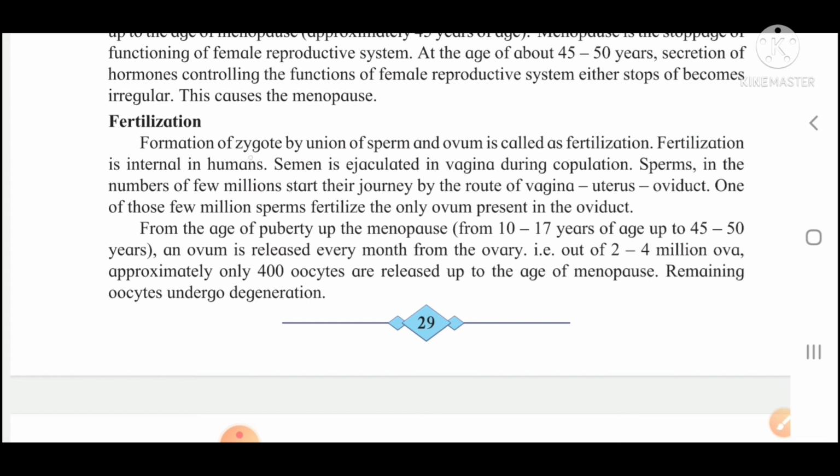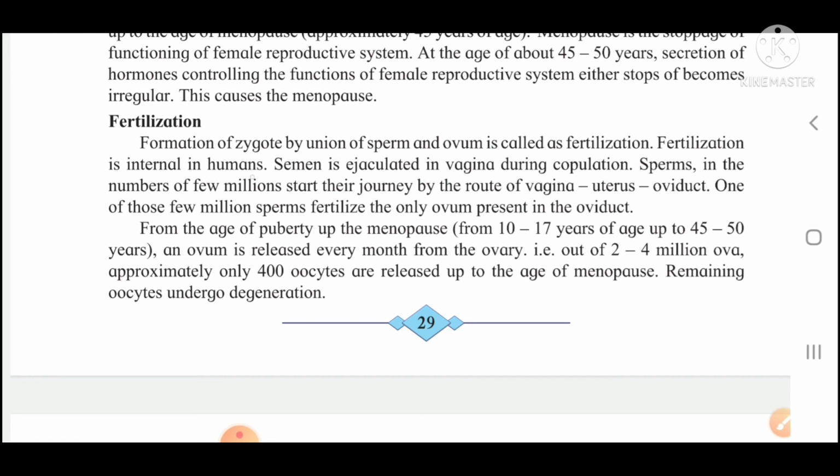Fertilization is internal in humans. In humans, fertilization takes place inside the female body. Semen is ejaculated in the vagina during copulation. When the semen comes out from the penis of the male reproductive part, it is ejaculated in the vagina. ठीक है, वो vagina में उनको insert किया जाता है, eject किया जाता है, okay. ये प्रोसेस को हम लोग कॉप्यूलेशन बोलते हैं.